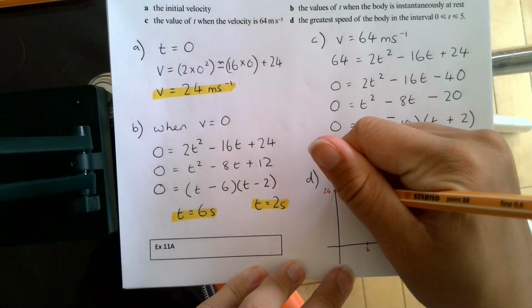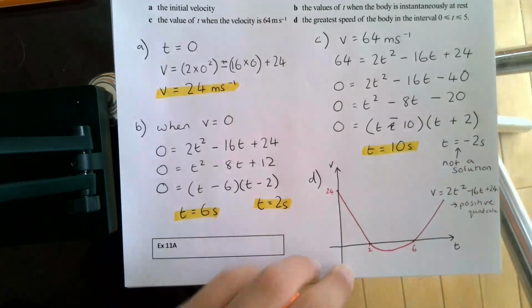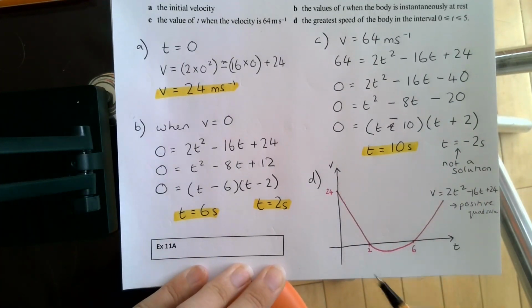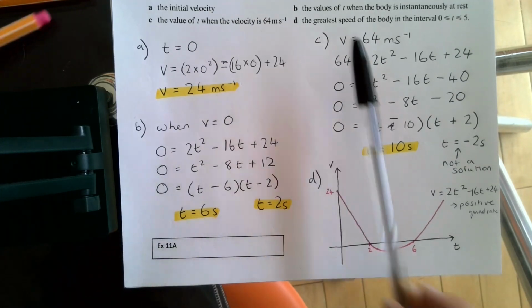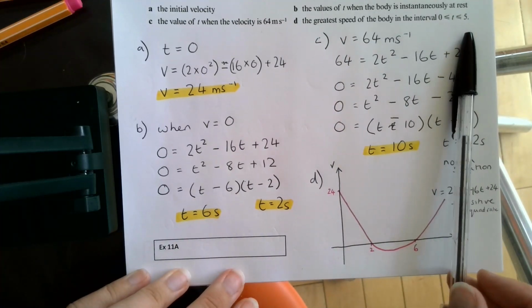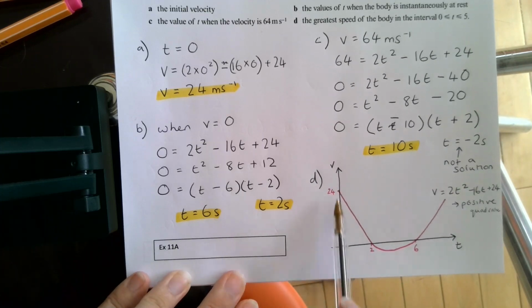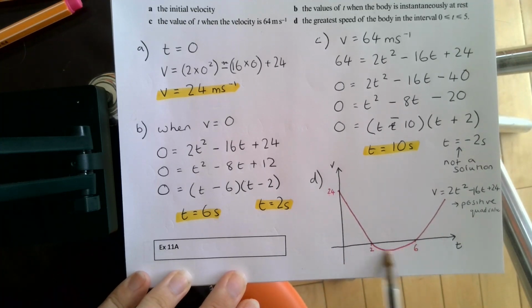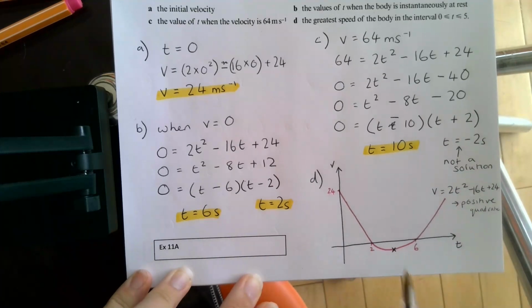So if I try and draw on this, it's a positive quadratic, so that's the smiley face graph. Now, I don't know if I've drawn that accurately. It could go a lot further down here than I've drawn. So, it's finding the greatest speed of the body in the interval t is between 0 and 5. Now, 24 looks like it could be a contender because at t is 0, the velocity is 24. However, I need to check that the velocity it gets to down here is no lower than negative 24 before I make my answer.